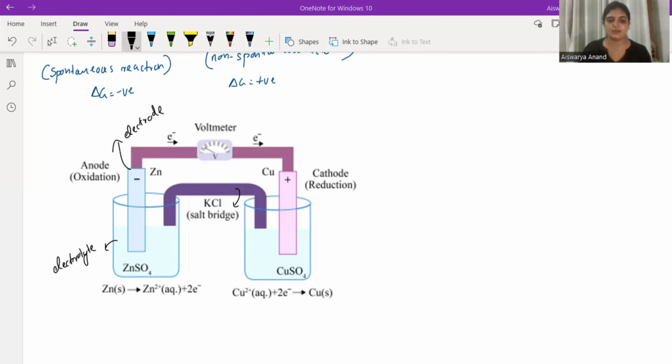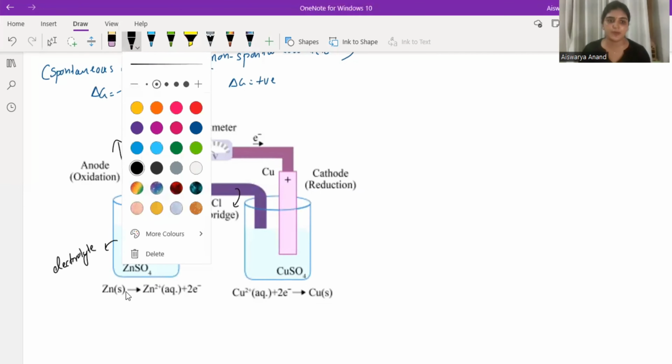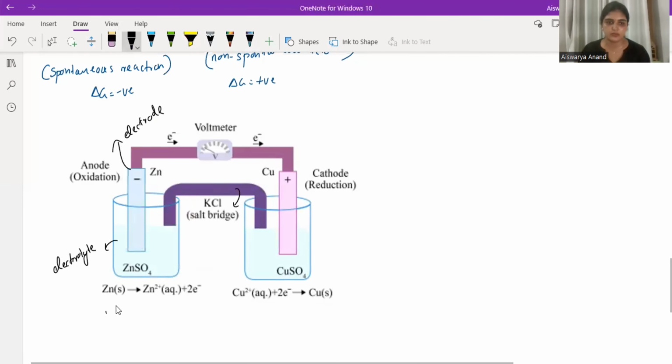Now in one of these cells, what happens? Oxidation happens, and in the other, reduction happens, right? Where is oxidation happening? You can see from the reaction itself. Here the oxidation is happening. Zn is converted to Zn2+ plus 2 electrons. That means it is loss of electrons. This is oxidation. Here it is reduction. This is already written. Now, this oxidation half is called the anode and the reduction half is called the cathode.